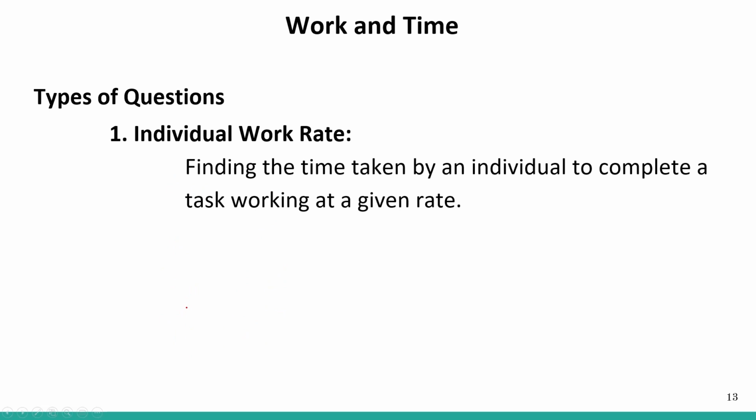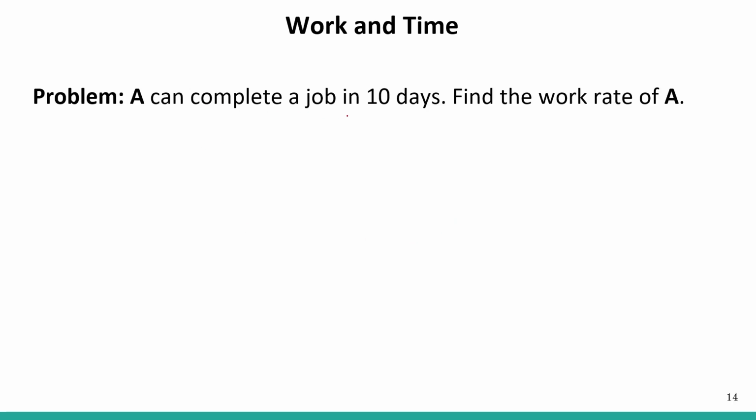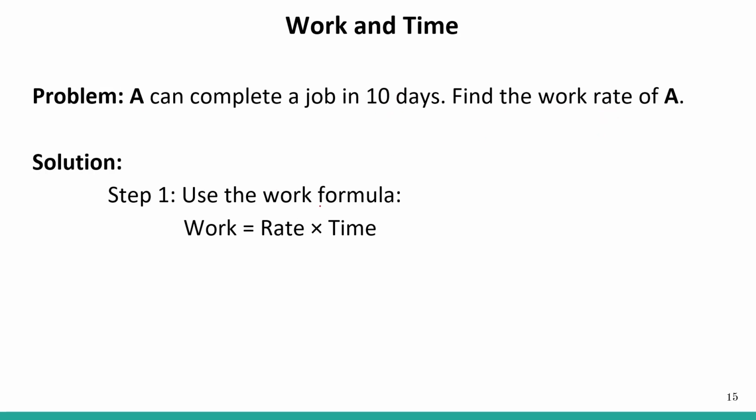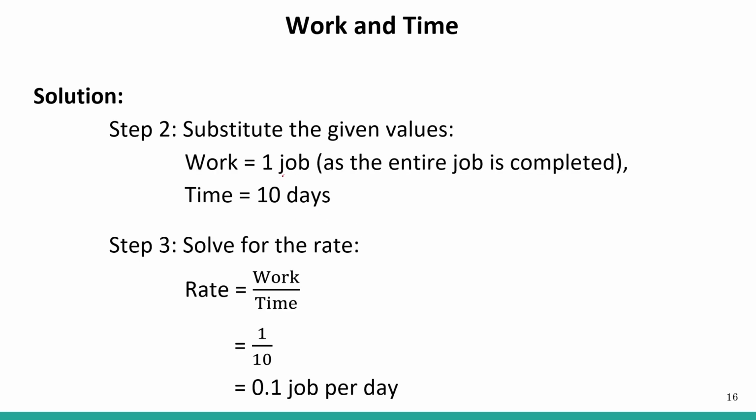Individual work rate means finding the time taken by an individual to complete a task working at a given rate. Let's see an example. A can complete a job in 10 days. Find the work rate of A. We want to calculate the work rate, so what is the formula? Work is equal to rate into time. Work is one job, as the entire job is completed, and time is 10 days. So rate is equal to work by time, that is 1 by 10, which is 0.1 job per day.